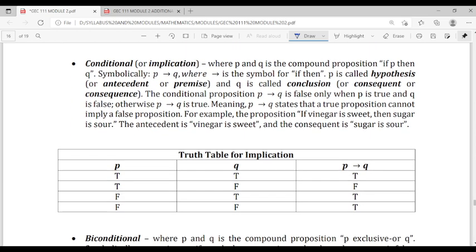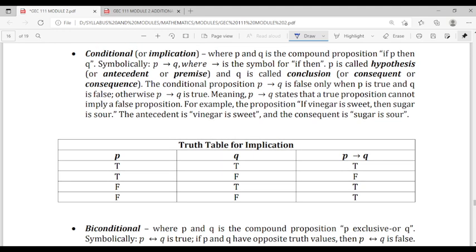Conditional or implication naman, where P and Q is a compound proposition, if P, then Q. If, then, represents the conditional or implication. So here we have the values of our P and Q, T, T, F, F, T, F, T, F. So the implication or conditional of P, if then Q, if P and Q are true, then our implication or conditional is true.